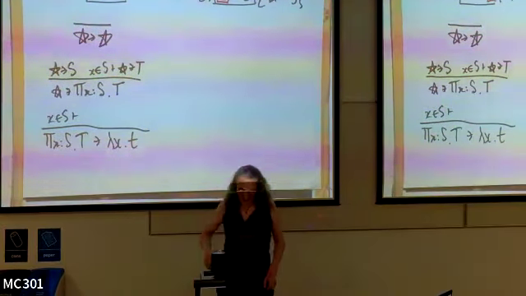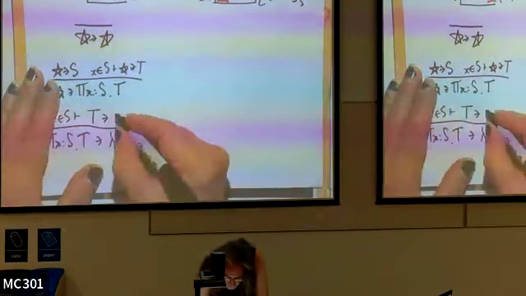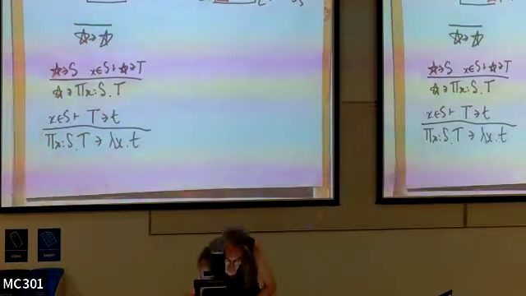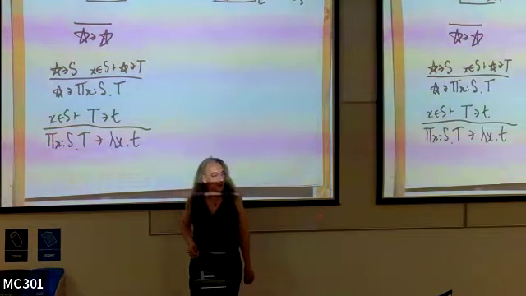And likewise, I know that big T is a type in the scope of such an x, and now I can check little t.